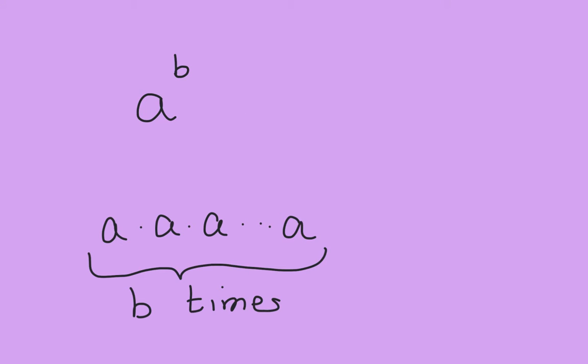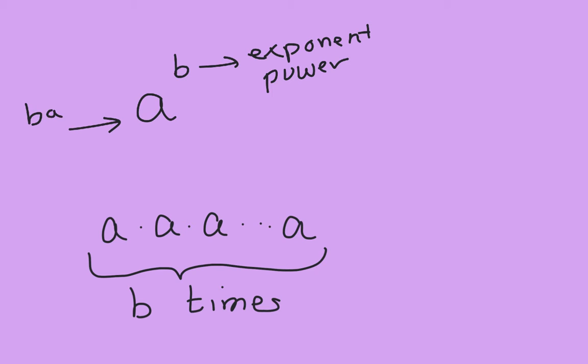Couple things about exponents, just some vocab before we get started. We write these exponents as a to the b. That b we call the exponent. Sometimes we also call it the power. And a, that big number, is called the base. So we have a base raised to a power or raised to an exponent.